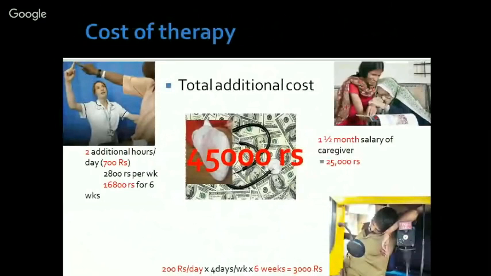Cost of therapy: if you are currently giving any therapy and you are planning to apply CIMT, it is going to cost an additional 45,000 rupees for the patient. This incorporates 2 additional hours of a therapist's time. If he charges 700, for 6 weeks it's going to be 16,800 rupees. And the caregiver who has to be there along with the patient to come and take the therapy for those long hours, including the waiting charges of the vehicle in India, comes to a modest 45,000 rupees if you're going to apply CIMT.